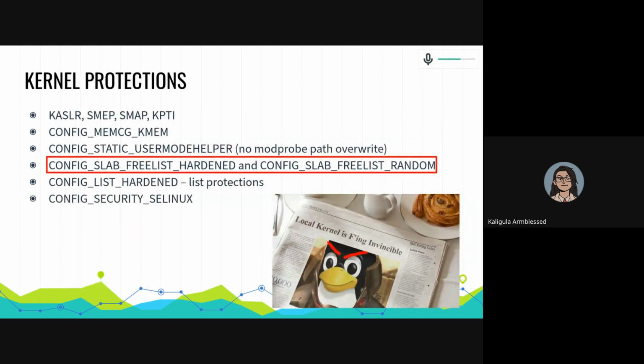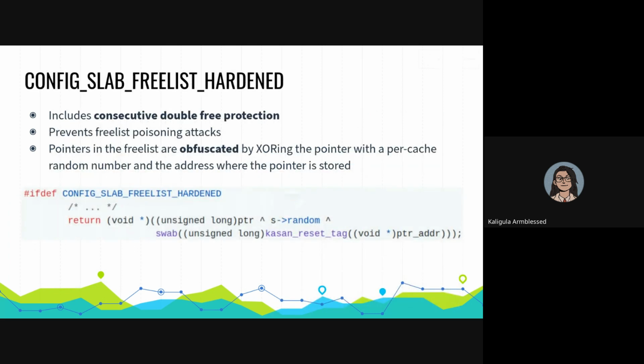So we'll talk about the next protection. This one is not very annoying, but it is enabled in most kernel distributions now and most kernel challenges. It comes as a set: CONFIG_SLAB_FREELIST_HARDENED and CONFIG_SLAB_FREELIST_RANDOM. Freelist harden is basically consecutive double free protection. If I try to trigger a double free directly after each other, it will just fail. The kernel will just panic and die. This is to prevent freelist poisoning attacks.